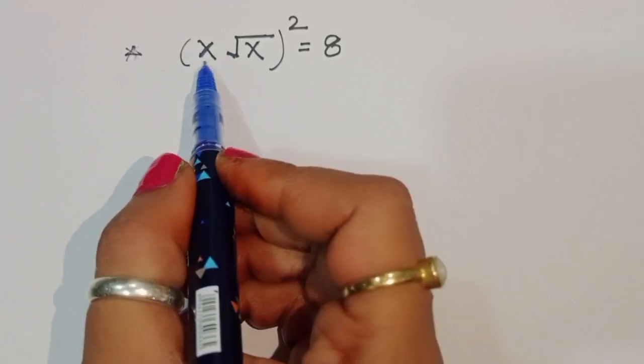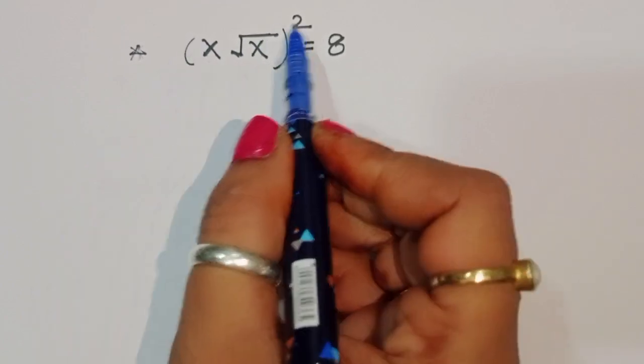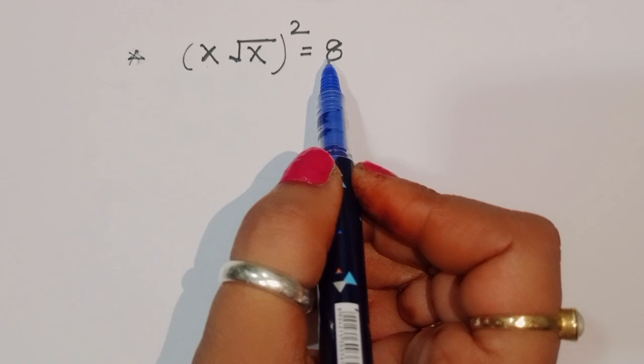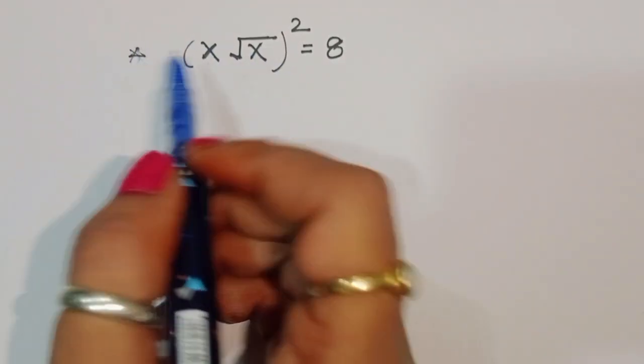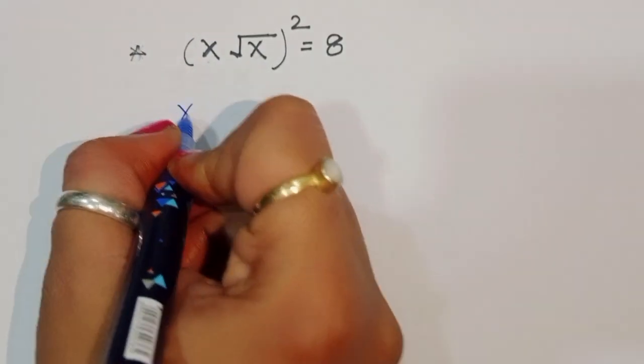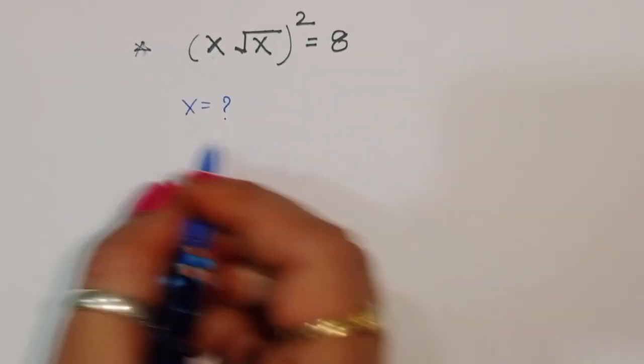Question: given x times square root of x, whole squared, is equal to 8. We have to find out the value of x here. x is equal to what? Let's see the solution.